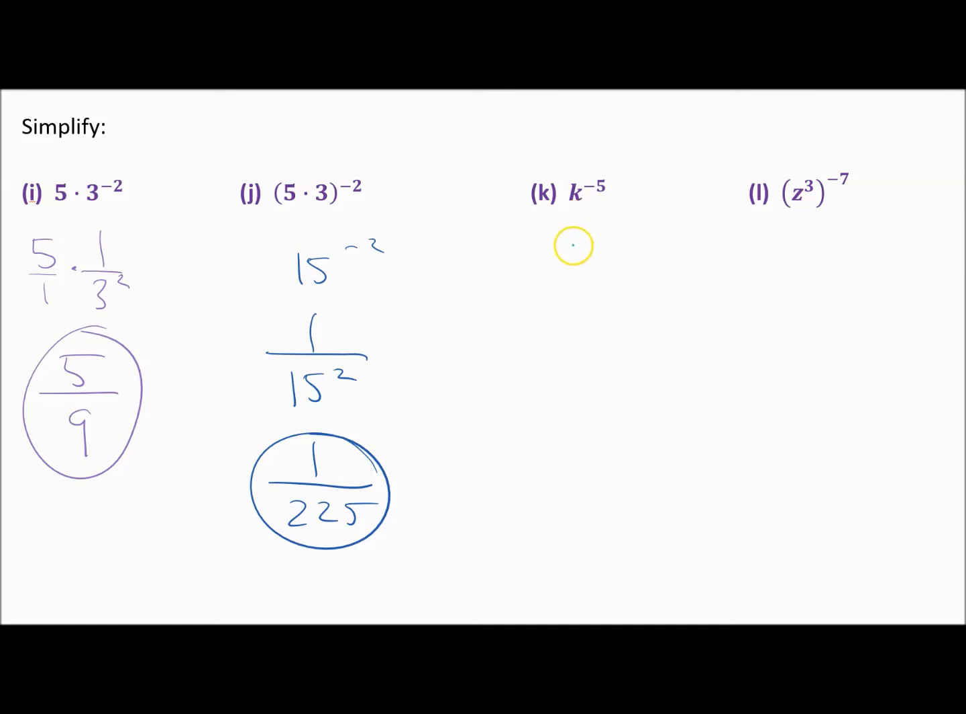Next one, k to the negative 5. You know the rule, negative exponent means it belongs on the other side of the fraction bar. That's 1 over k to the 5th, and that's all we can do.